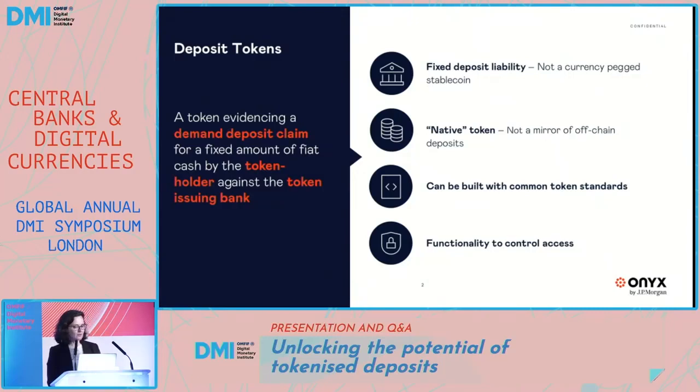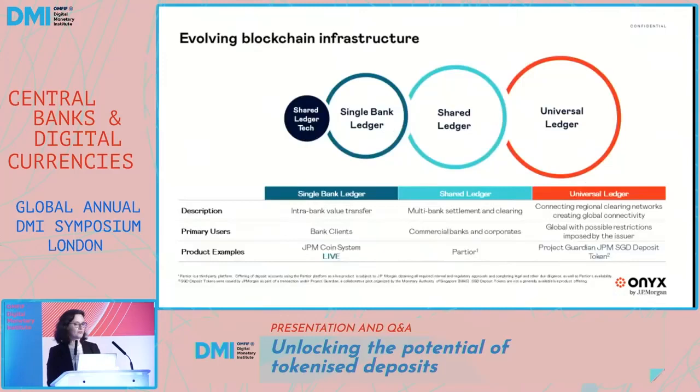Now, let's turn to the evolution of blockchain infrastructures. At Onyx, we'd like to think of the evolution of blockchain infrastructure across mainly three types of ledger designs. This is certainly how we are developing our blockchain-based deposit solutions. An example of a single bank ledger is our live product, JPM Coin system. JPM Coin is essentially a blockchain deposit account where JPM acts as its own ledger.